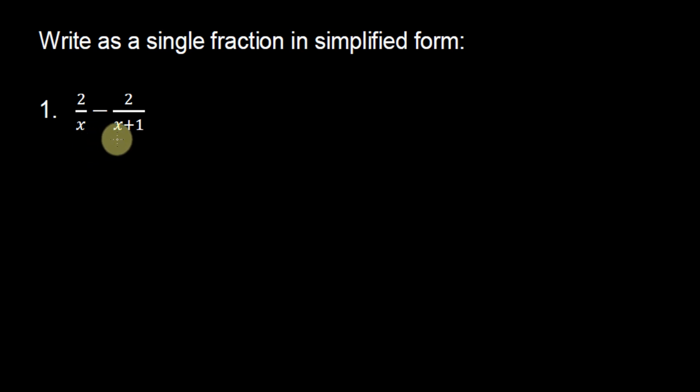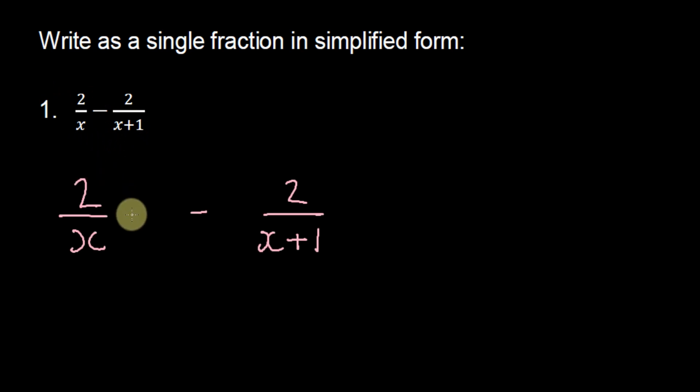We first have to make the denominators the same before we can subtract these fractions. And we can do so by multiplying the denominators by each other. So the x here, we're going to multiply by x plus 1. And the x plus 1 over here, we're going to multiply by x. Now the denominators are the same.